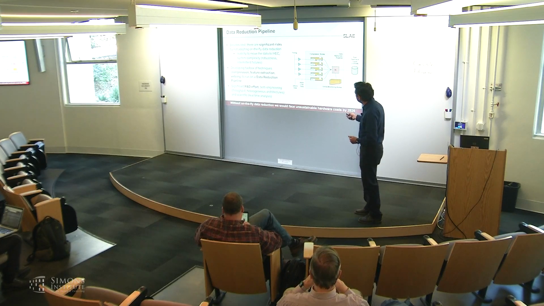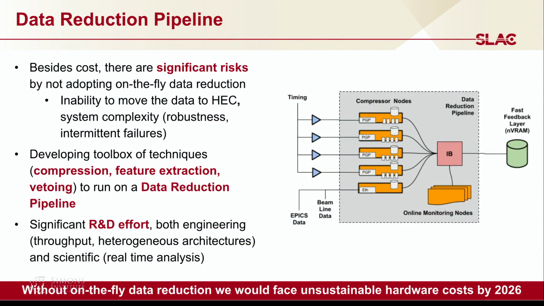So going back to the data reduction pipeline, from the user perspective this is like a black box connected with a high-speed InfiniBand switch, which connects a bunch of compressor nodes, and then connects to the fast feedback layer, which is going to be flash-based, and a bunch of online monitoring nodes for the quality of data acquisition that I mentioned in the beginning, on the 1 second time scale.